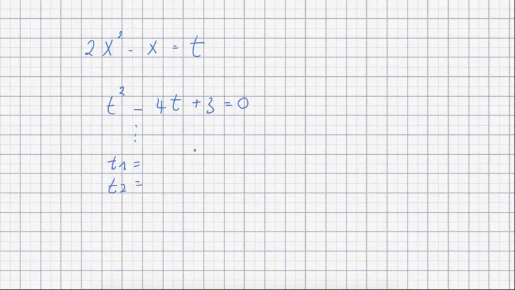Now let's say, I have no idea what's the answer here, but let's say it's 4 and 10. Then you need to remember that t is actually this one. So you do 2x squared minus x equals 4, and also 2x squared minus x equals 10. Then you solve these two quadratic equations, and that's it.